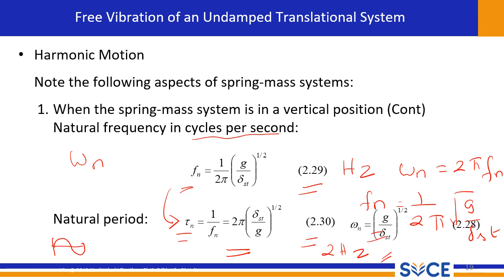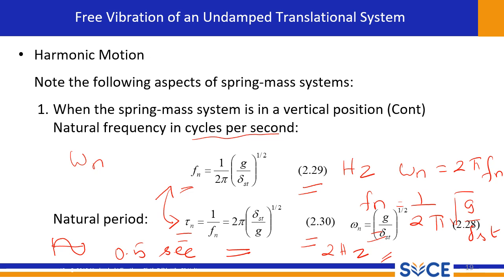Let us see how long each oscillation takes. For instance, if the time period is 0.5 seconds, each oscillation takes half a second. Notice the inverse relationship between the natural frequency Fn and time period. Higher frequency means shorter period and vice versa.